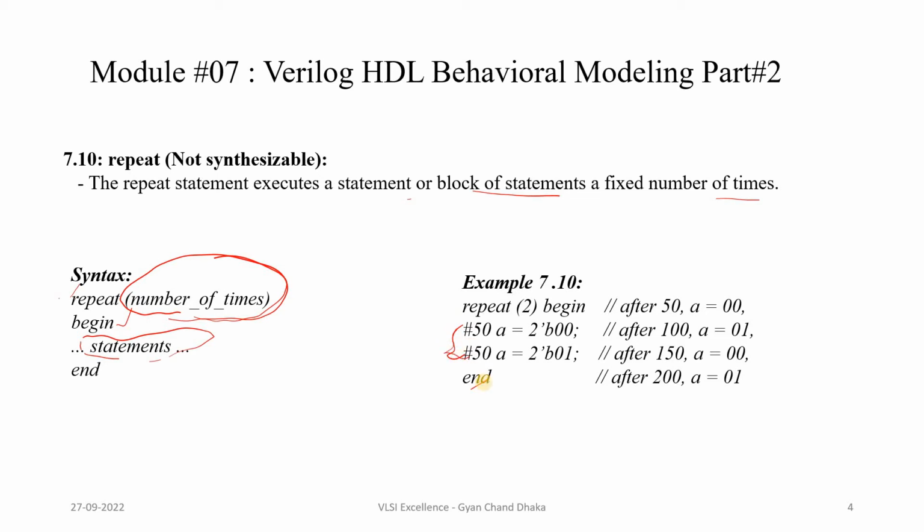When it starts executing, after 50 nanoseconds our A is getting 0. Then again after 50, that means after 100, our A is getting a value of 1. Then it starts repeating. Now 100 has passed, and adding 50 nanoseconds again it becomes 150. At 150 it is again 0, and then at 200, as per the time unit, our A gets a value of 1. This is how the repeat loop works in Verilog HDL.